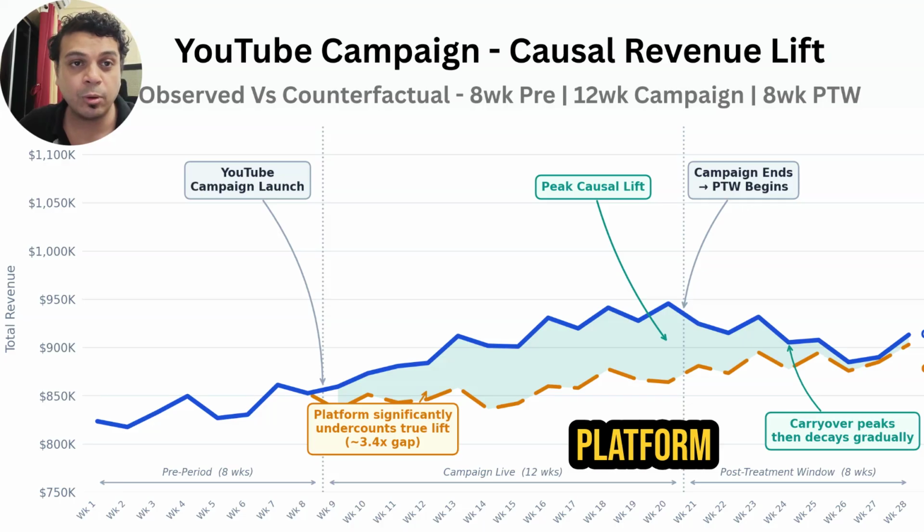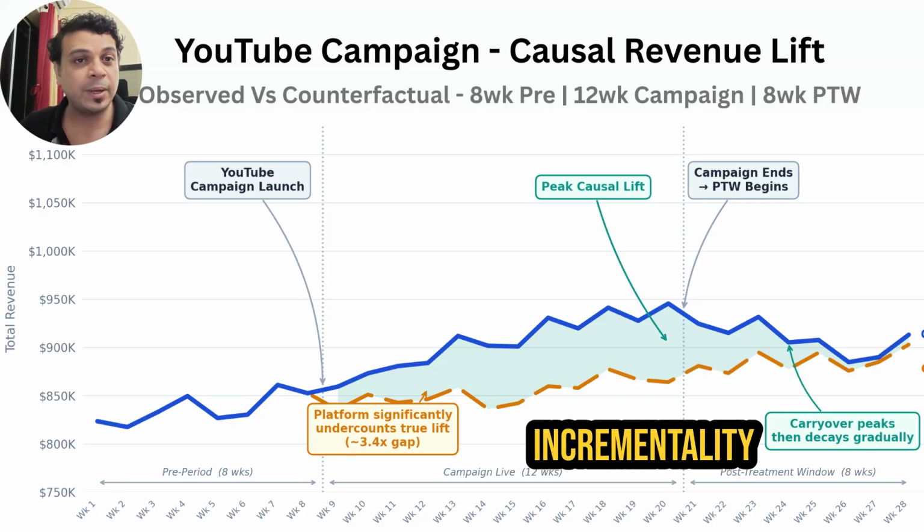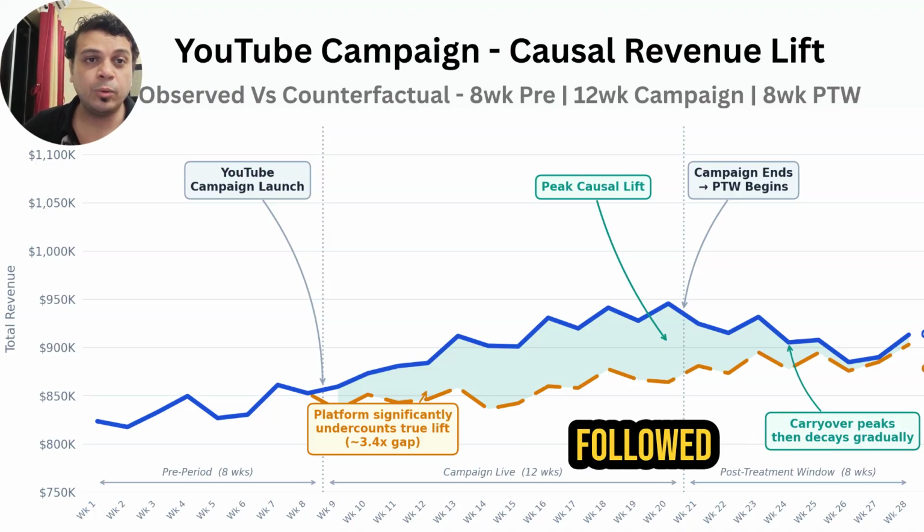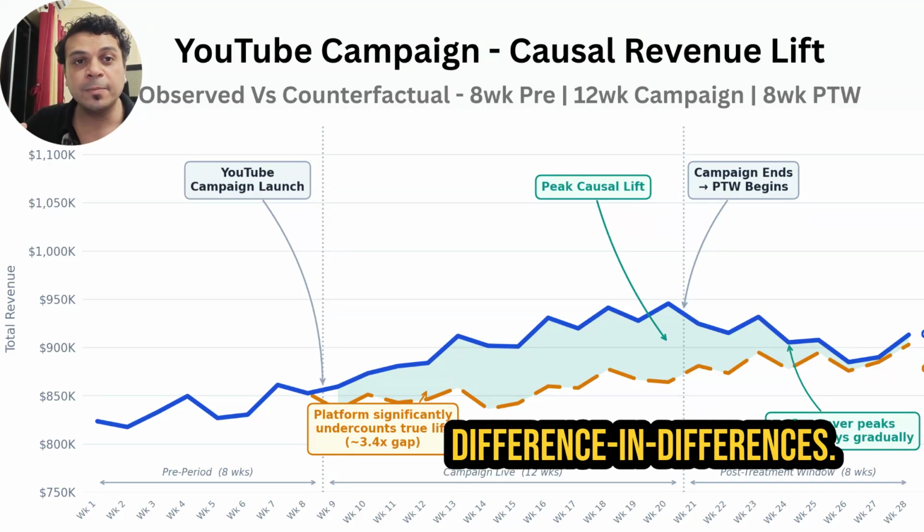So obviously the platform would not be reporting this, right? This was entirely understood purely through the incrementality test that was done. The methodology that was followed was a quasi-experimental method for establishing the causal lift, or the causal impact, of YouTube campaigns, and that was essentially difference in differences.